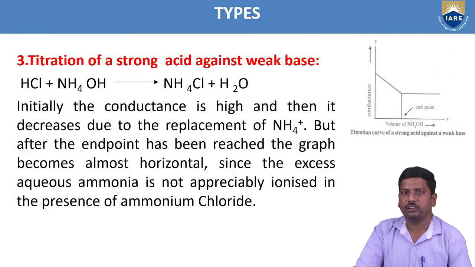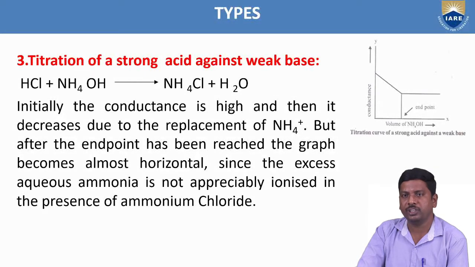And what is the third type? Titration of a strong acid against a weak base. What is the example for a strong acid? Hydrochloric acid. And what is the example for a weak base? Ammonium hydroxide. And the product is ammonium chloride. Ammonium chloride is also a neutral compound, and this comes under the category of neutralization reactions, including the byproduct, which is the water molecule.